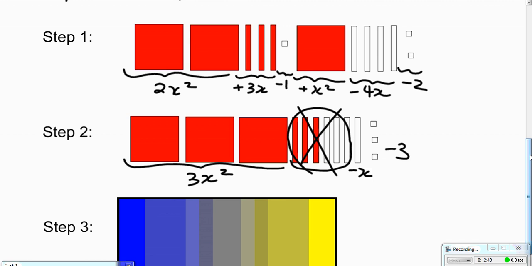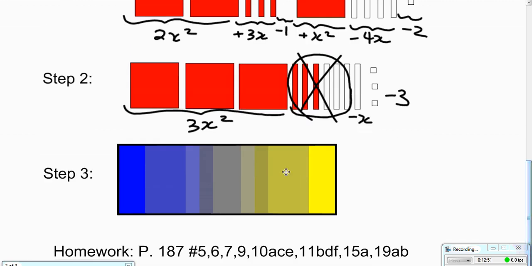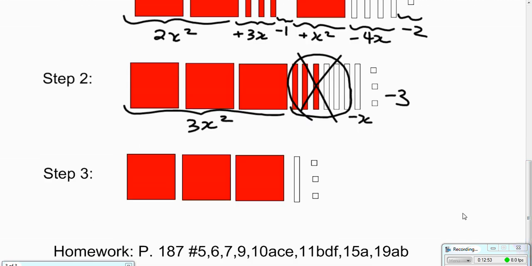And then the third step, we're just going to write the expression of the remaining tiles. So this is what's left. So we have 3x squared, negative x, or negative 1x, and negative 3. Okay, either way you write it is fine with me. And we do always want to write it in terms of biggest shape to smallest shape, or highest exponent to lowest exponent. Okay, and so that is it for lesson 5.